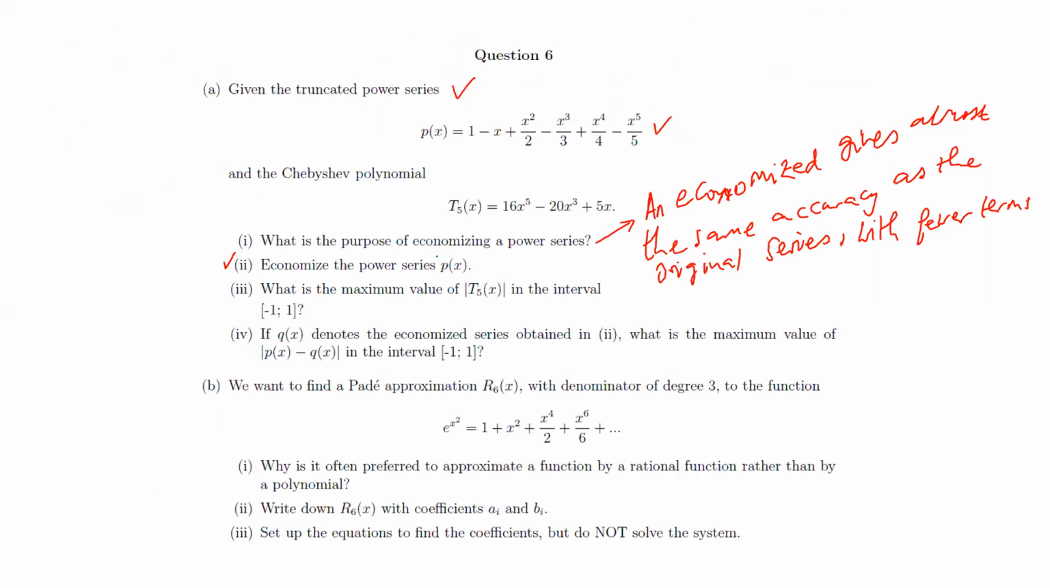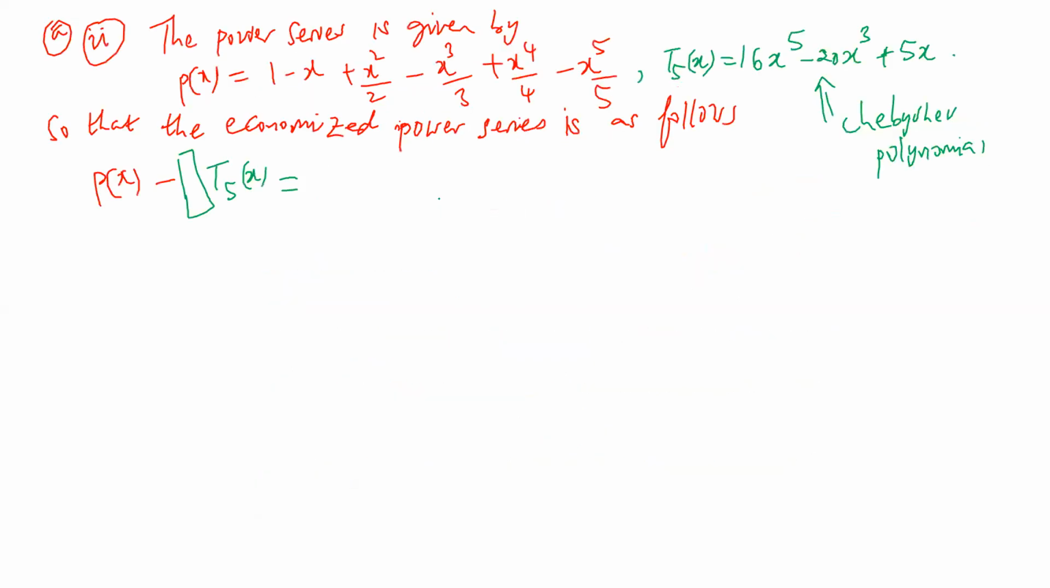Okay, here is the previous page. Now, good question, but it was given because if you look very carefully here, you're given the truncated power series p of x, but you're also given a Chebyshev polynomial. So those two were given, and they'll always give them. We're just learning how to deal with this.